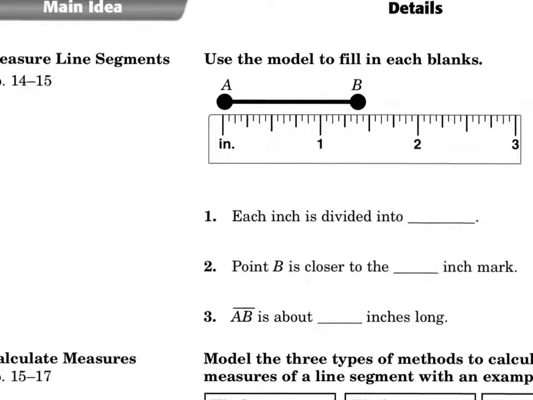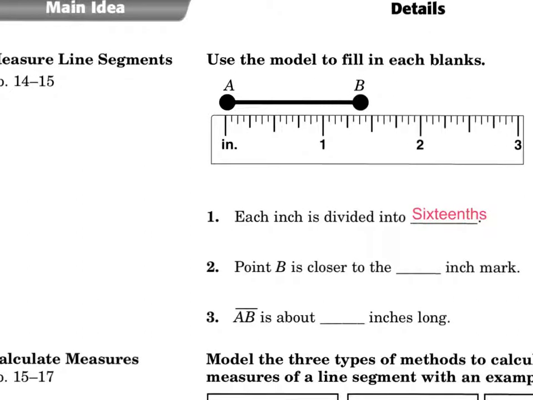Alright, so let's put that down. Each inch is divided into 16ths. If we look, point B is closer to the 1 3/8 inch mark. So AB is about 1 3/8 inches long.